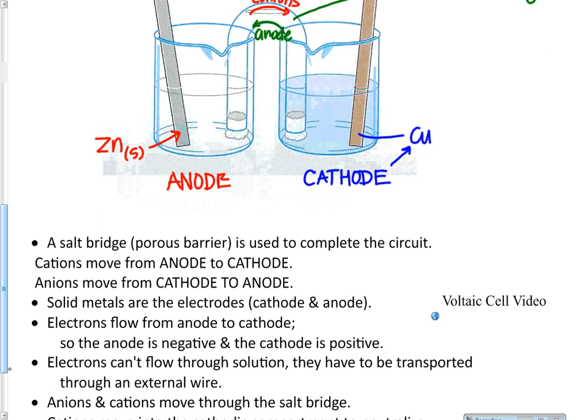The second bullet point says that the solid metals are the actual electrodes. So the zinc solid is the anode, the copper solid is the cathode, and electrons flow from the anode to cathode. So the anode is negatively charged, and the cathode is positively charged.